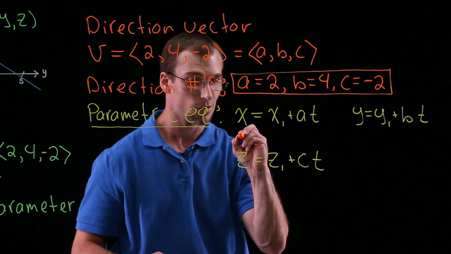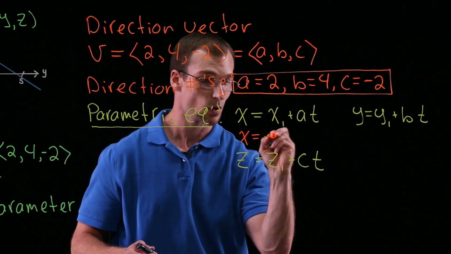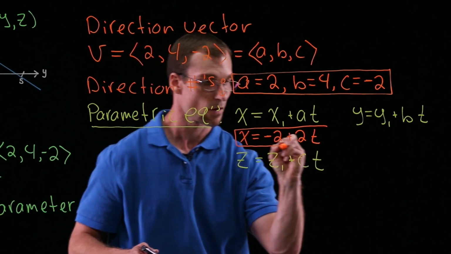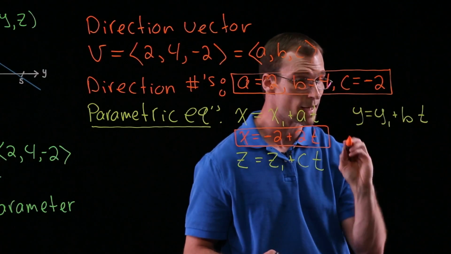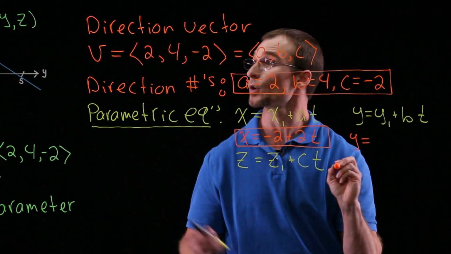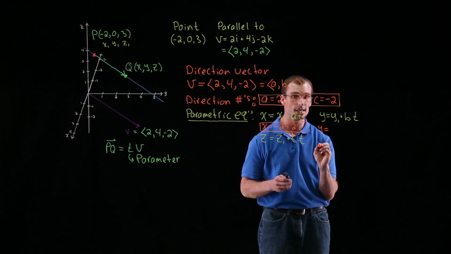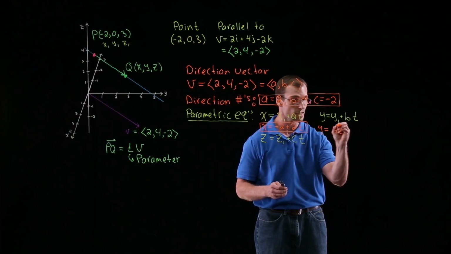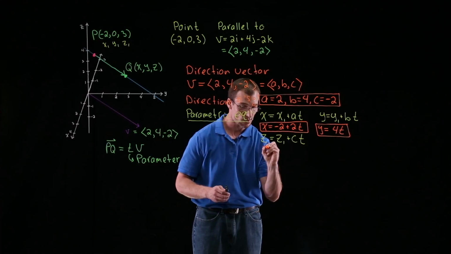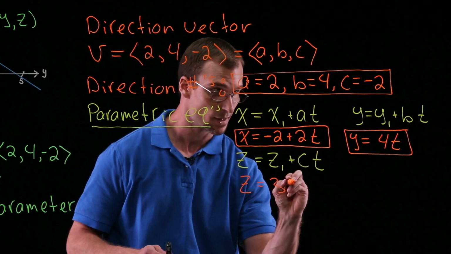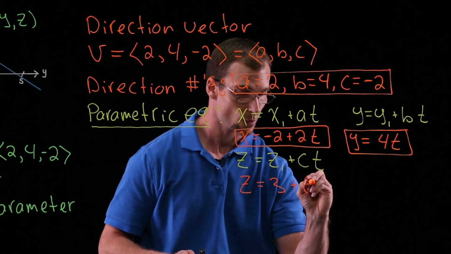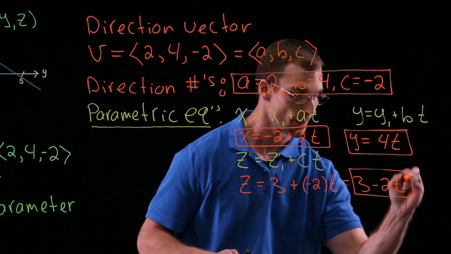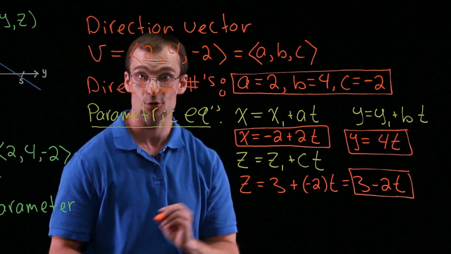So our first equation is going to be x equals x1, which is -2, plus a, which is 2, times t. And our next, y equal to y1. So y1 is 0, so 0 plus bt. b is 4 times t. So y equals 4 times t. And lastly, z equal to z1, where z1 is 3 plus c, which is negative 2t, or 3 minus 2t. Okay, so there's our set of parametric equations.